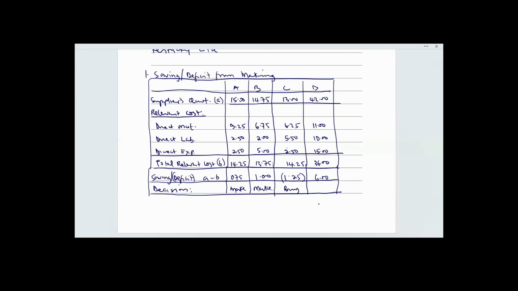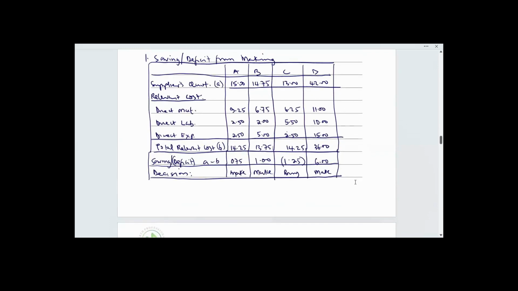Component D, the relevant cost of 36 naira is lower than the supplier's quotation of 42. You make. Therefore, we have identified the components to be manufactured internally and the one to be bought from an outside supplier. I can then move to step 2 now.